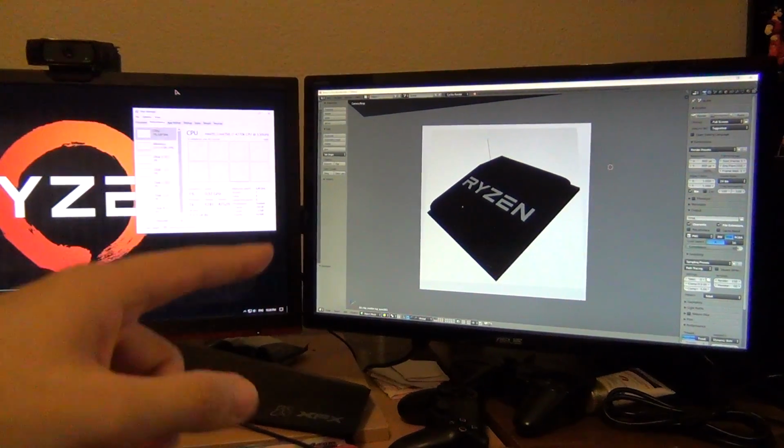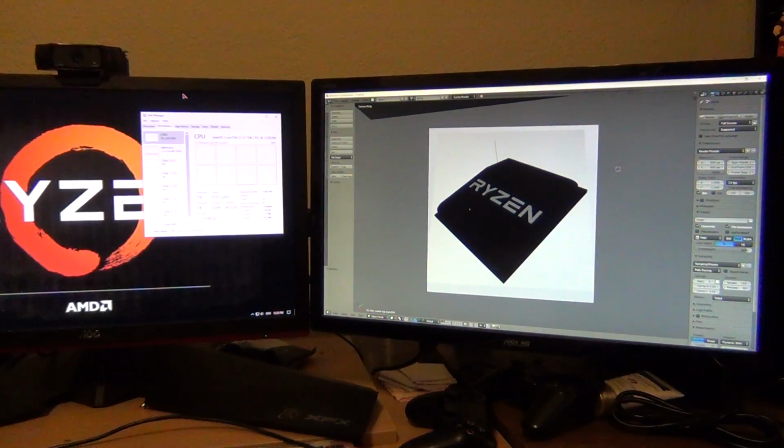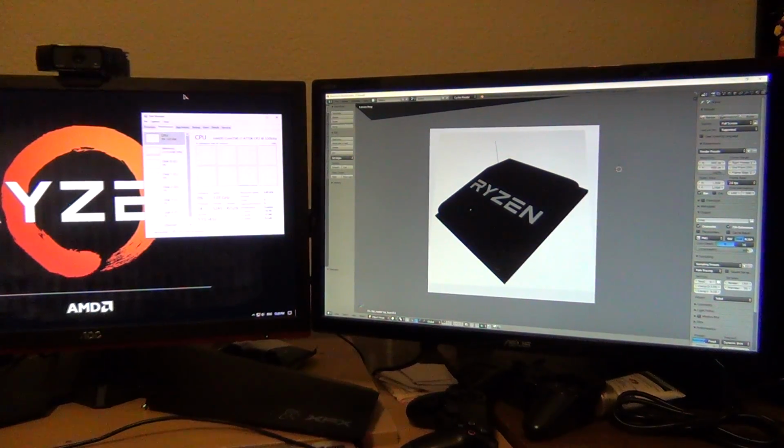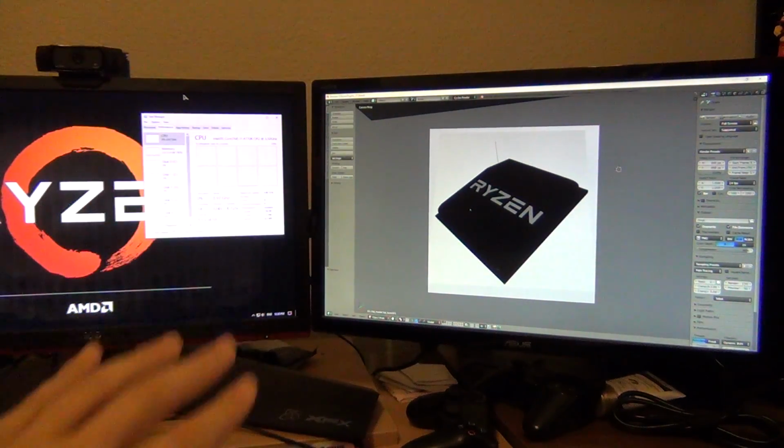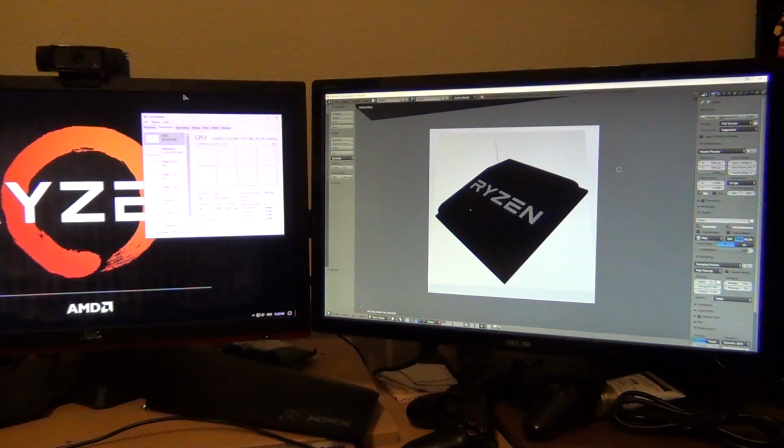So this is my main computer. I've been using it for my Twitch channel for a number of years now. I've been using it for rendering workloads, everything, basically. So we're going to get a baseline of how it does and how it stacks up against Ryzen once Ryzen comes out.